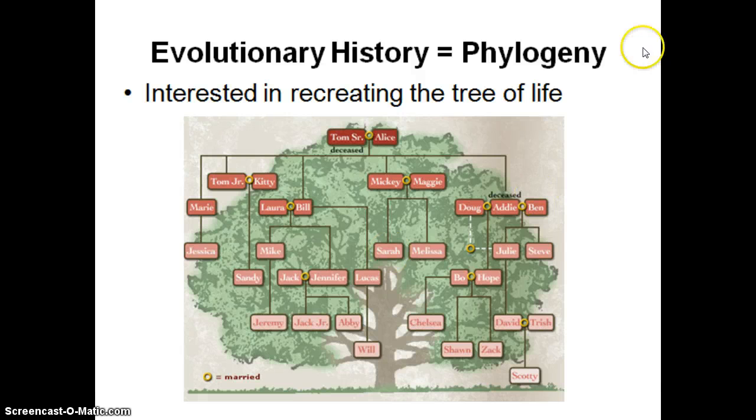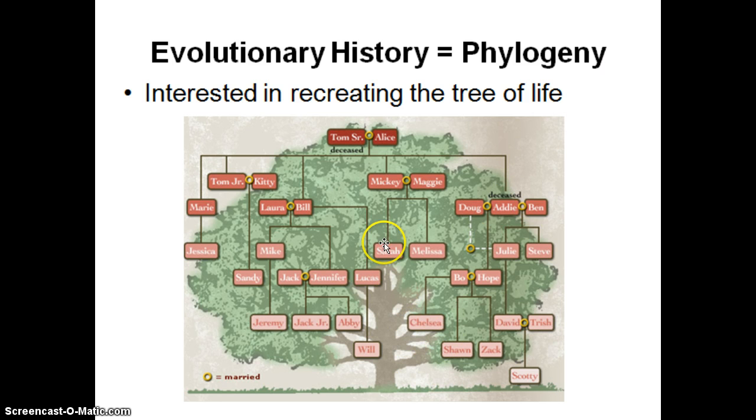And if we use our prefixes here, gen, anybody remember? It's origin of. Philo, with one L, is tribe or clan. So it's the origin of your tribe or clan. So think of it as your family tree, the origin of your tribe or clan.